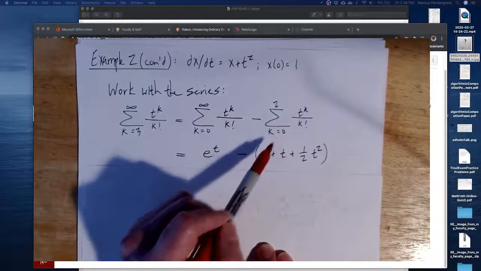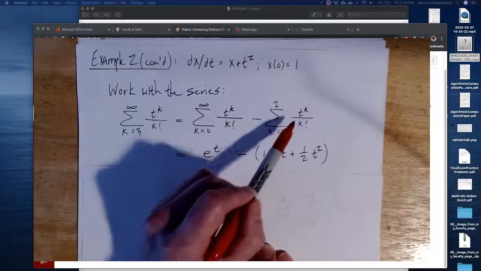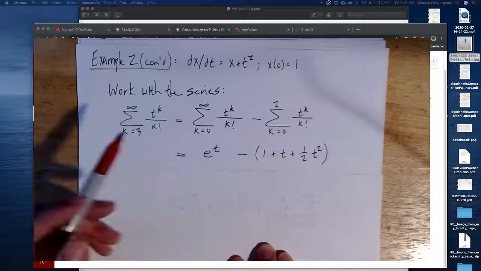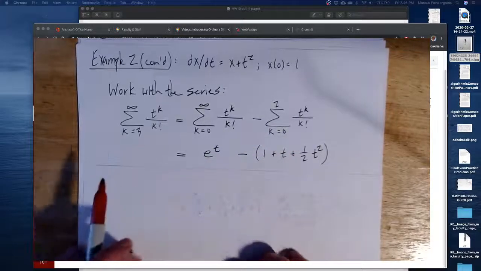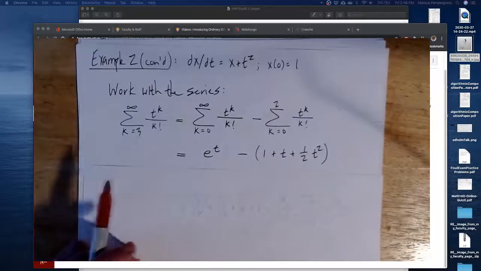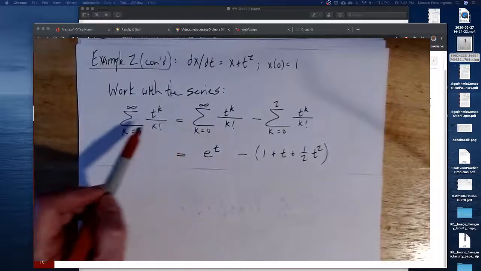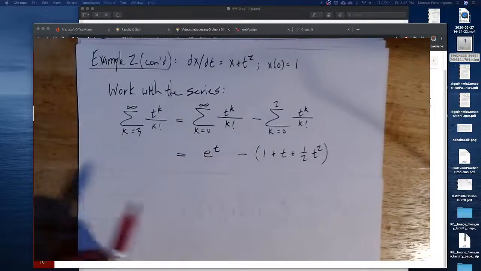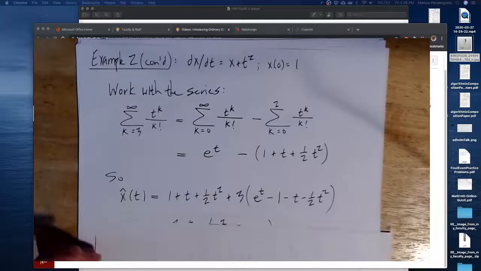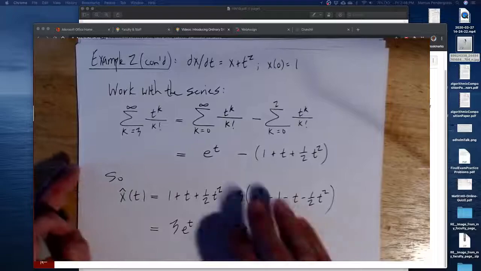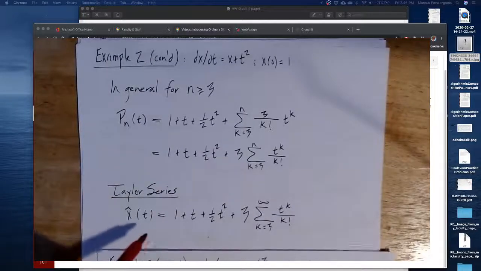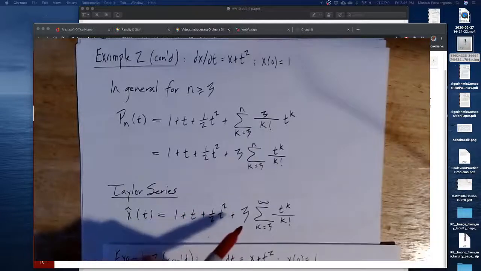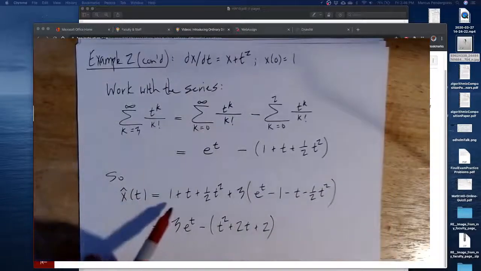When k equals 0, you get 1. When k equal 1, you get t over 1 factorial, or just t. When k equal 2, you get t squared over 2 factorial, or 1/2 t squared. So that part of the solution, just that series from k equal 3 to infinity, is e to the t minus that quadratic. And so the solution itself, x hat, remember, was this other quadratic plus 3 times our series. So I have that here.